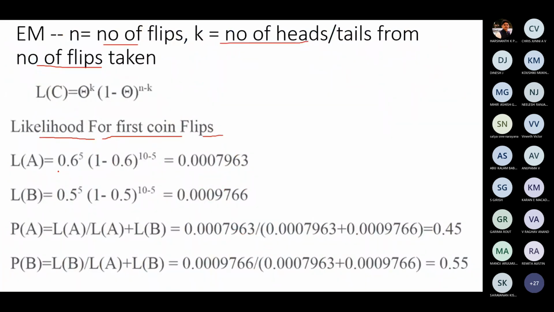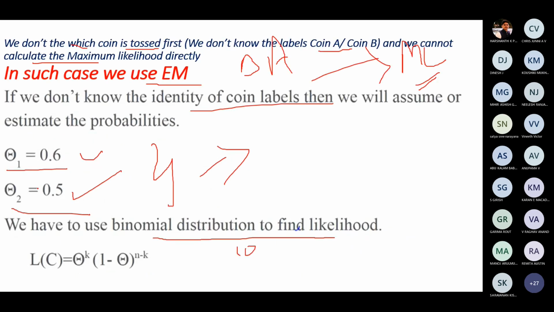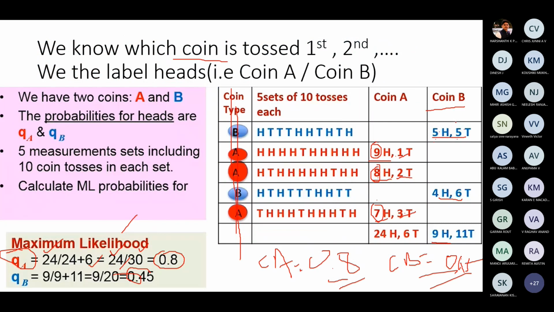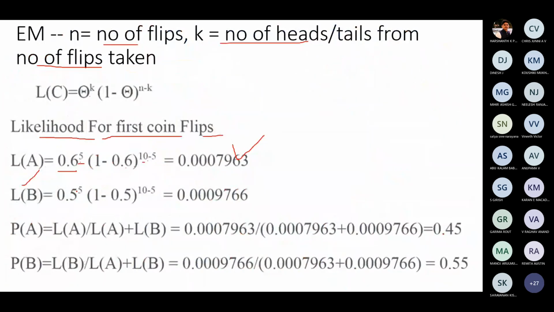So the probability for the first coin: k is 5, theta is 0.6, 1 minus 0.6, and the total number of flips is 10 minus 5. You get this value. Then the likelihood of B: again 5 tails, so 1 minus 0.5.